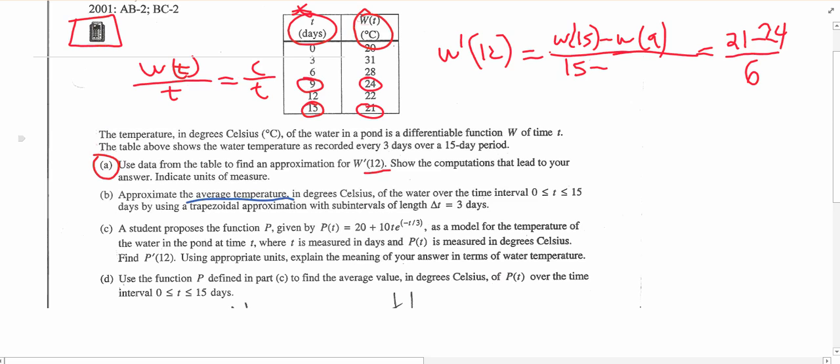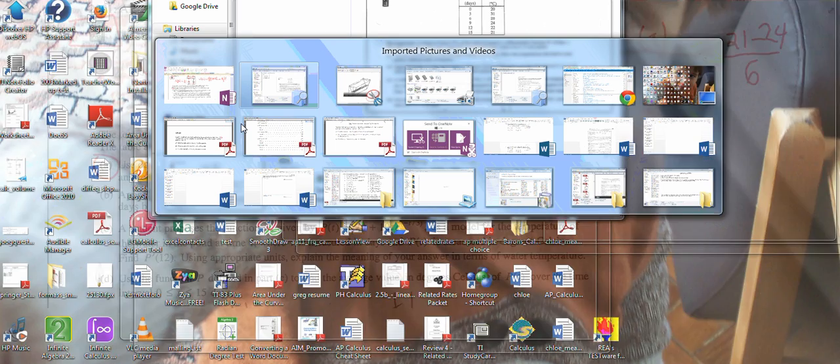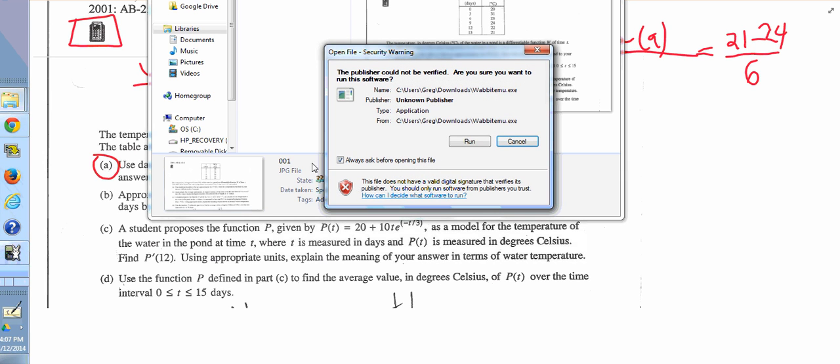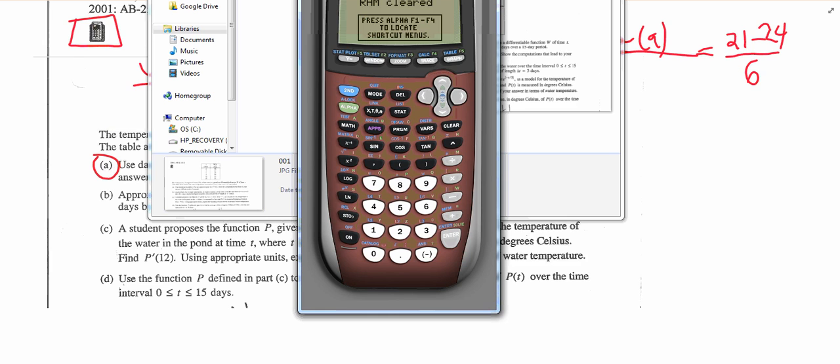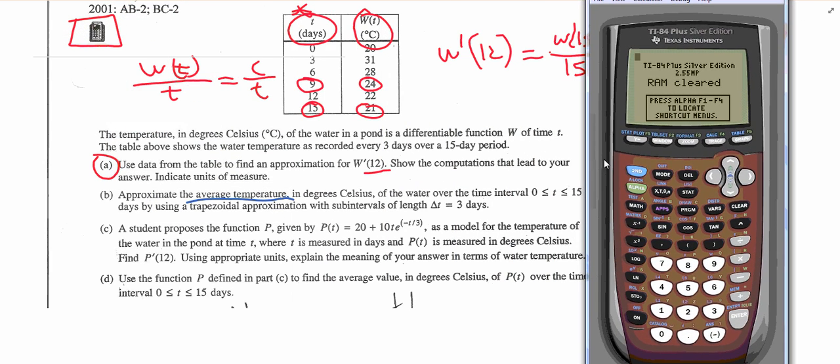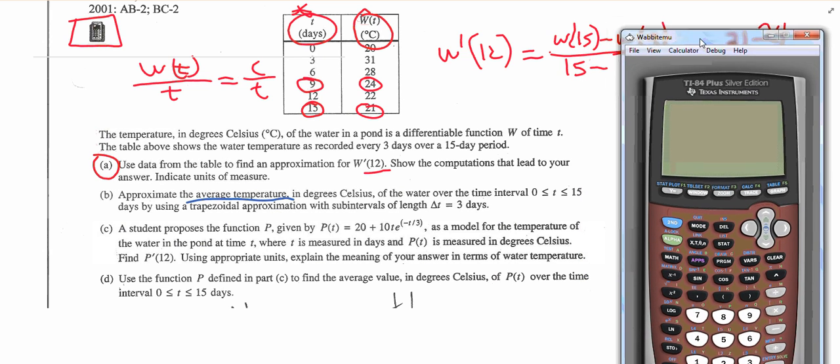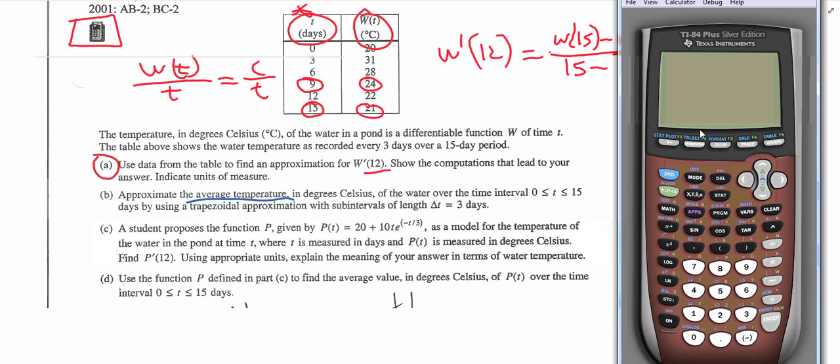Well, since this is a calculator portion, we can just put this into our calculator, if I can find it here. Okay, so let's put the equation in right here, and it's 20 plus 10x times e to the negative x divided by 3, and we can just take this derivative from the home screen now, and we're trying to figure out the derivative at 12 and maybe compare it to our first one, I don't know.